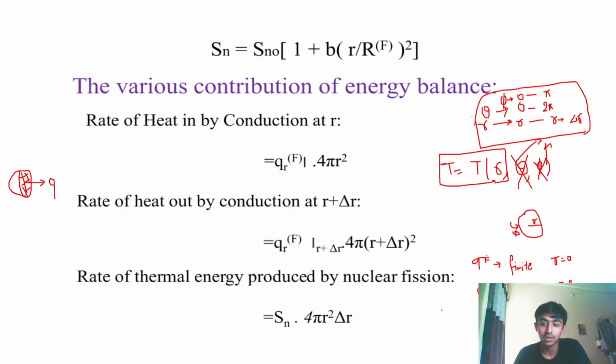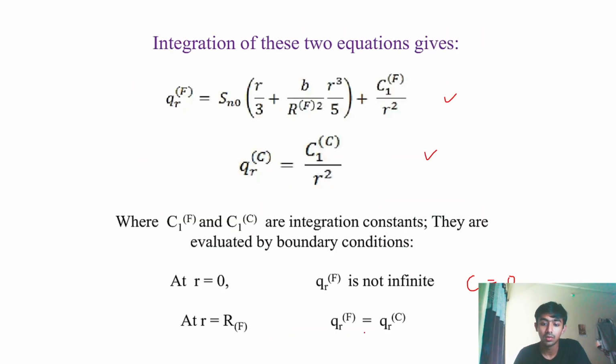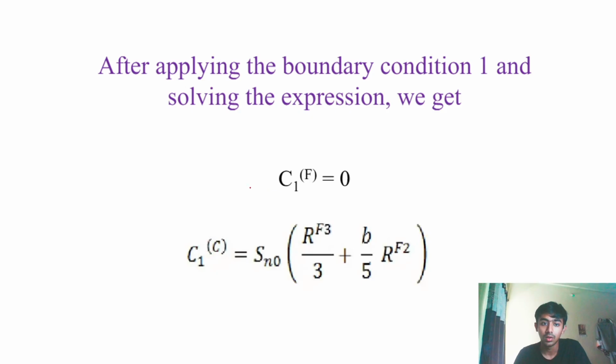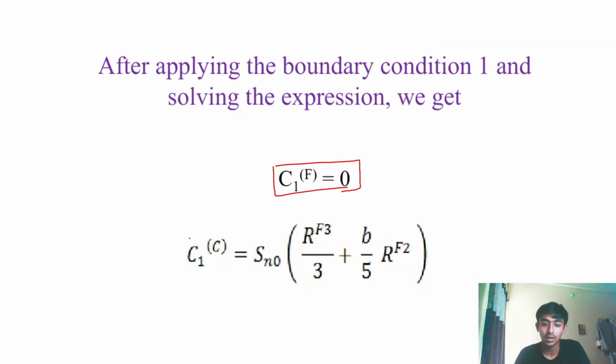And we also discussed that at r = Rf, the flux going out from the fusionable material and the flux coming into the coolant will be equal. So at that Rf, Qf equals Qc. What we discussed is that Cf will be 0 because at r = 0, the Qf will be finite. So we can find the equation for the cladding if we put Qf equal to Qc.